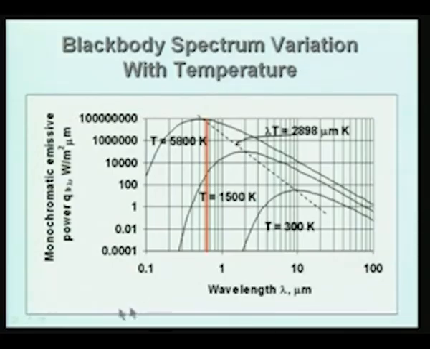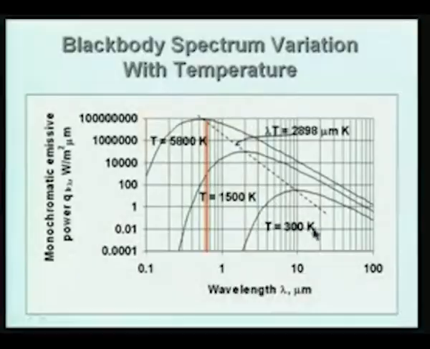What I have done is I have taken the black body function QB lambda as a function of lambda, and I have plotted it for 3 different temperatures. These temperatures are normally met with in practice. T equal to 300 Kelvin corresponds to the room temperature, or the radiation leaving the surface of the earth is more or less at this particular temperature.